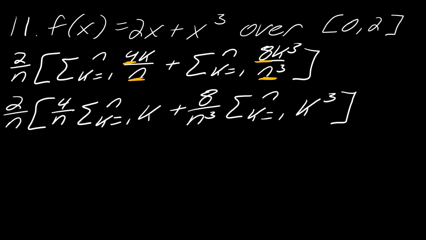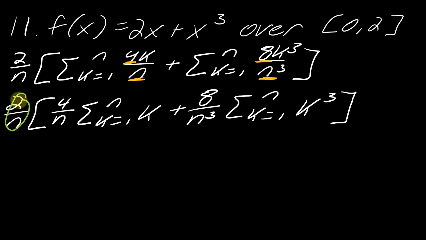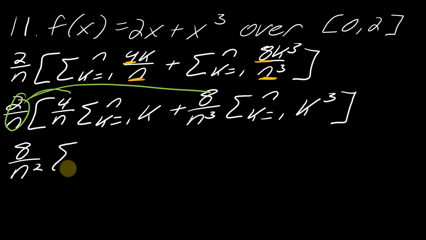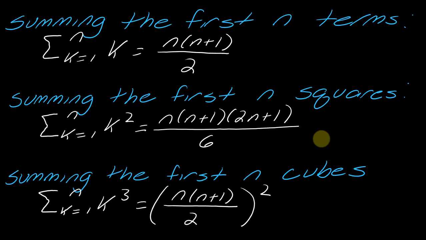So what I want to do next, before I go any farther, I don't want to forget about this. I'm going to distribute this to those 2 parts there. So now I've got 8 over n squared times this sum. And then I have the other one, so this will be 16 over n to the 4th times this sum. Okay, and so now I have this really broken down and in the form that I'd want it in. So I can apply these formulas here. I need this formula and this formula, and I can just pull them straight out.